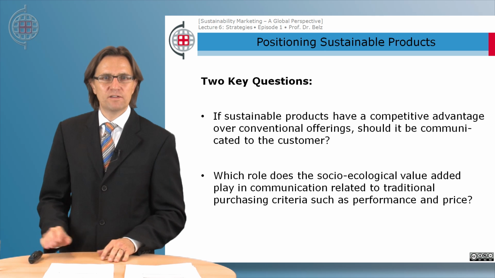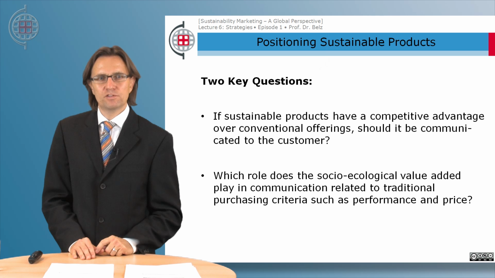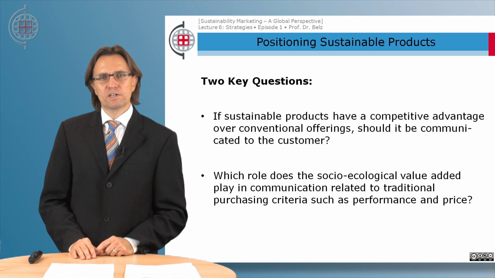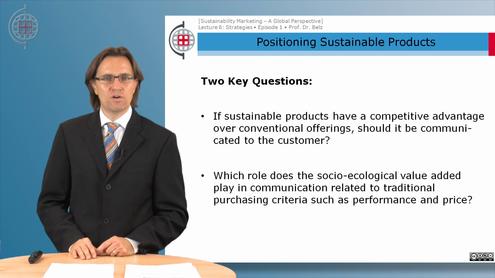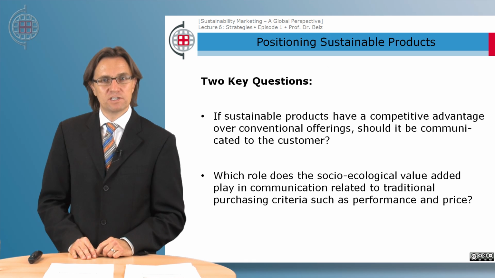Let's move on to another major step of developing a sustainability marketing strategy, positioning sustainable products. There are two key questions. The first one: if sustainable products have a competitive advantage over conventional offerings, should it be communicated to the customer? And the second one: which role does the social and ecological value added play in communication related to traditional purchasing criteria such as performance and price?